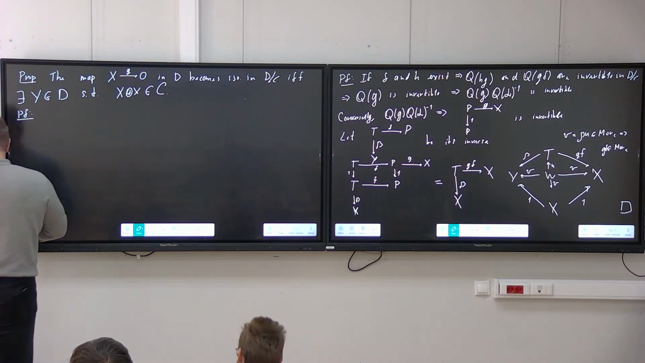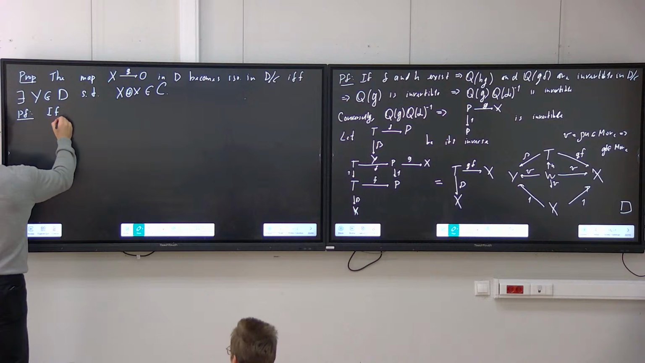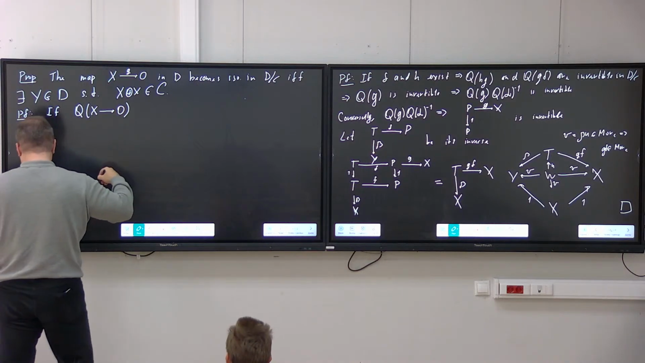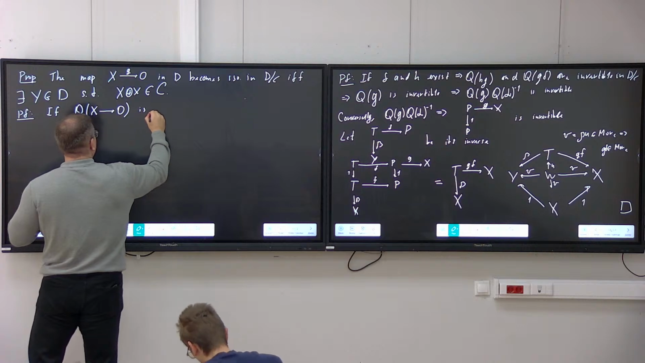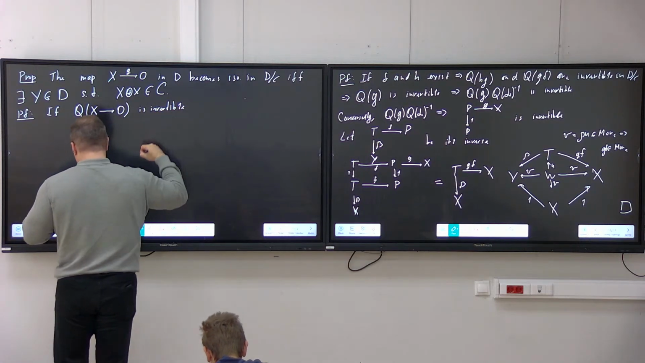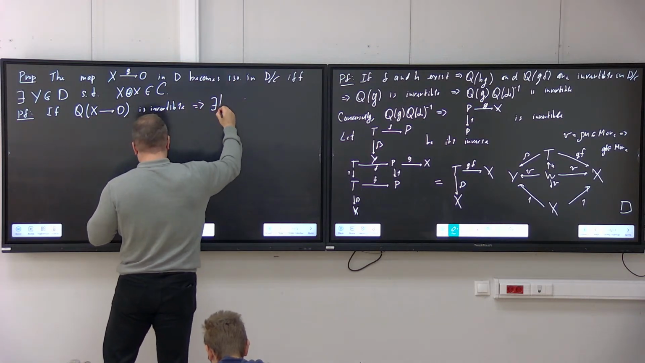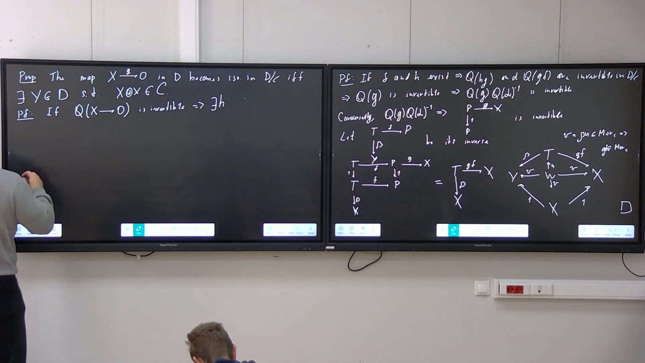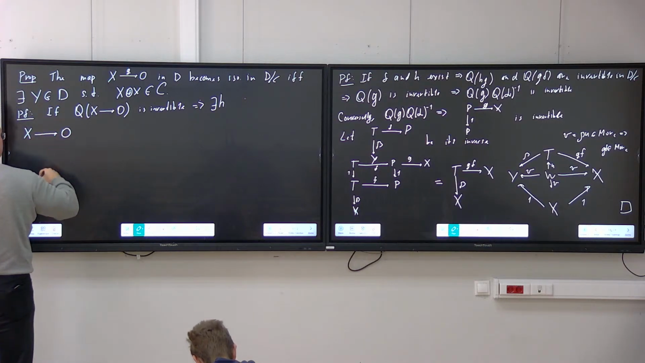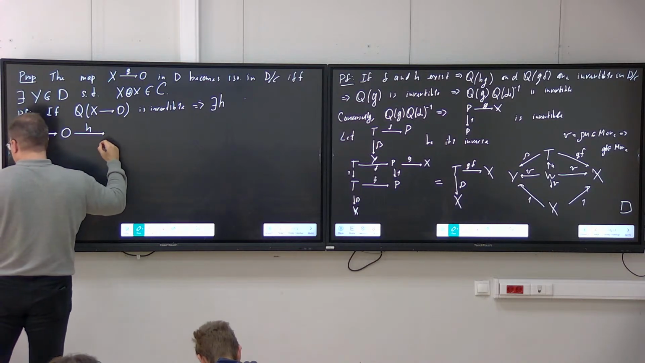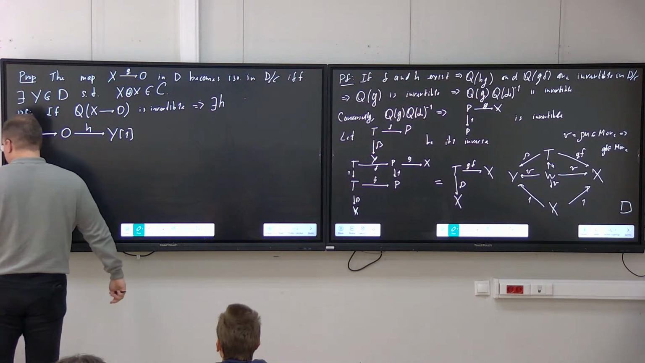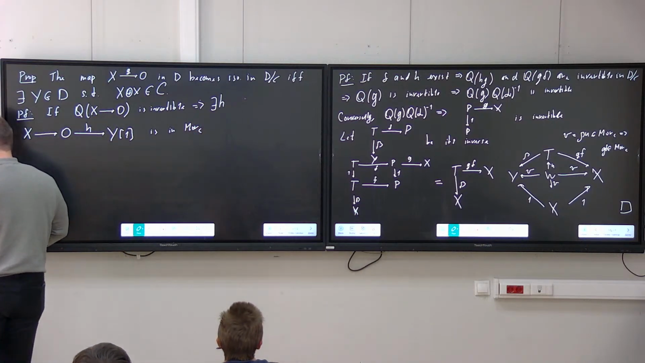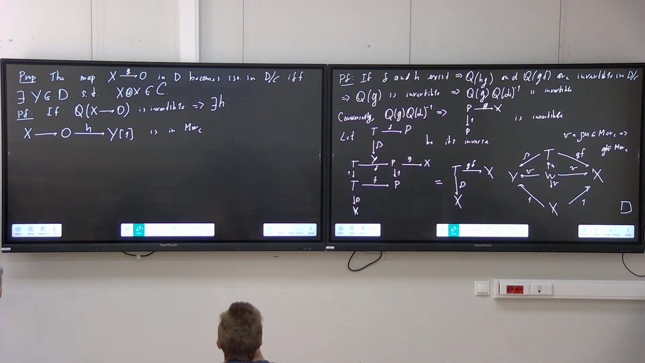Okay, so let's try to prove this in one direction. If I apply the functor Q to G, I'll get an invertible map. So if this is invertible, then by the lemma that I just proved, there is a map H such that x to 0 then H to some object which I'm going to call y shifted by 1 is in Mor C. So there is an H such that this composition is in Mor C.